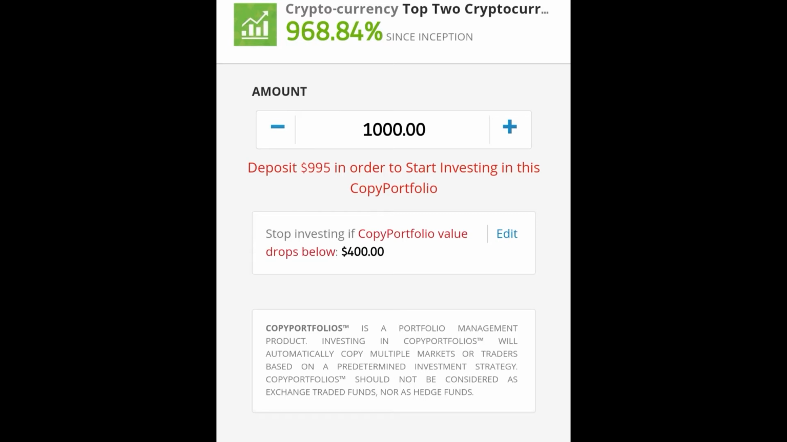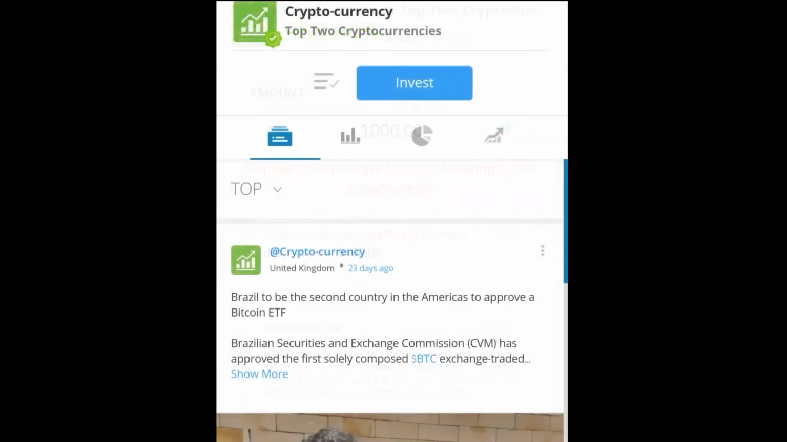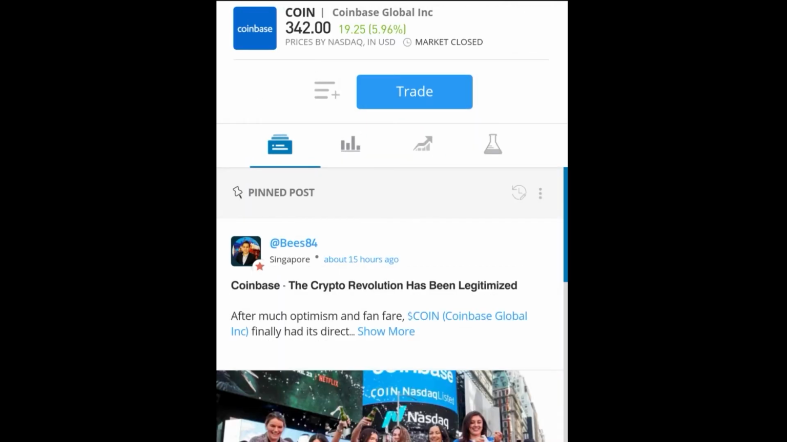But this is how it looks. And look at the growth here, 968% since inception. This is crazy. I don't know what to say here. The only thing I'm thinking about is why on earth I didn't invest here when I learned about cryptocurrency a bit. But anyway, I think we just gotta deal with that.